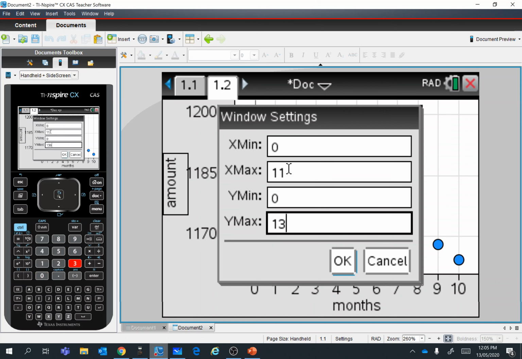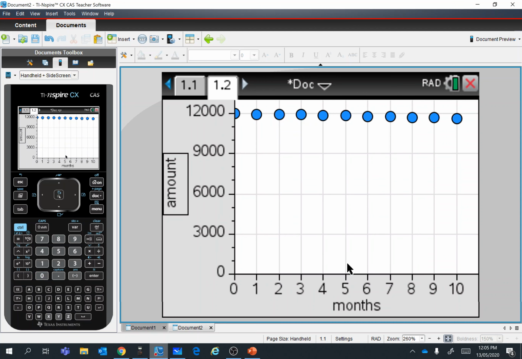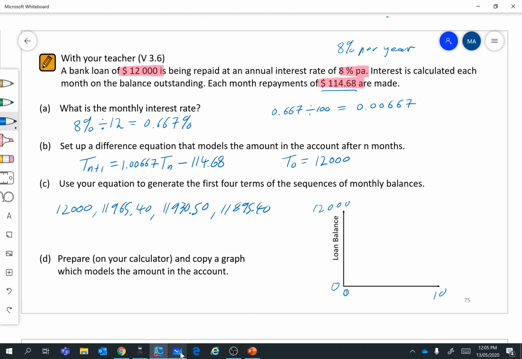So I'll go just above 13,000 just to keep it covered, and I push OK, and now we get that graph. Now you can see that the balance is going down pretty slowly, and the graph should be a curved graph. If we were to go on much longer, eventually it would get down to 0. But for now it's just a very slight curve. So we'll just show that on our graph.